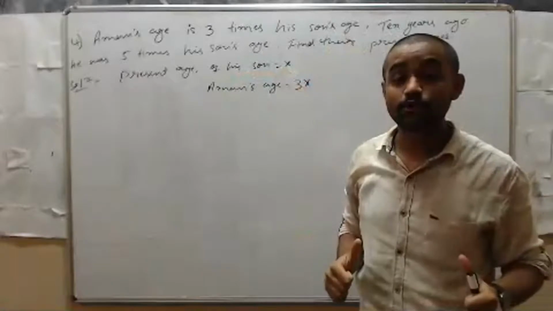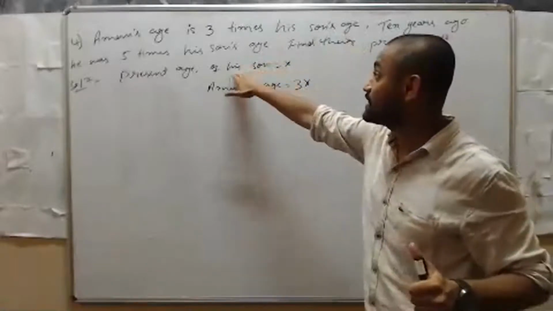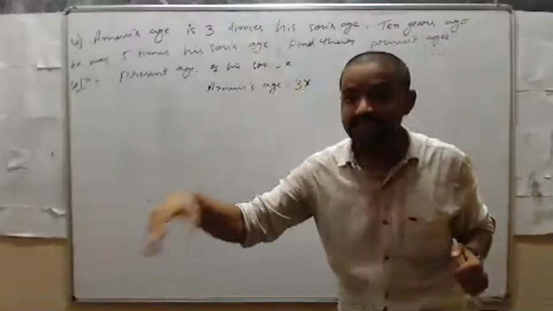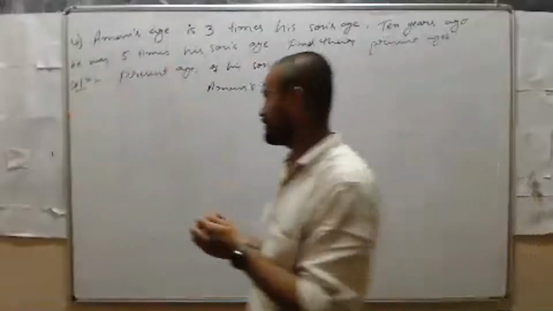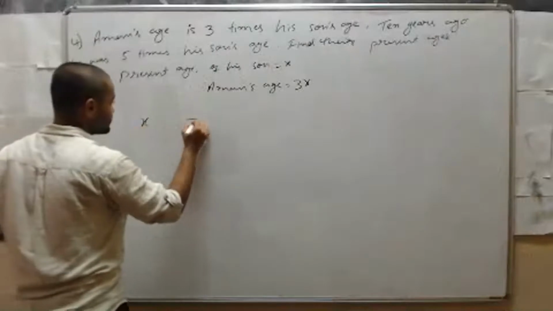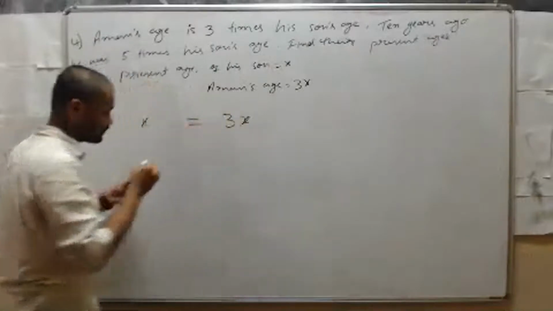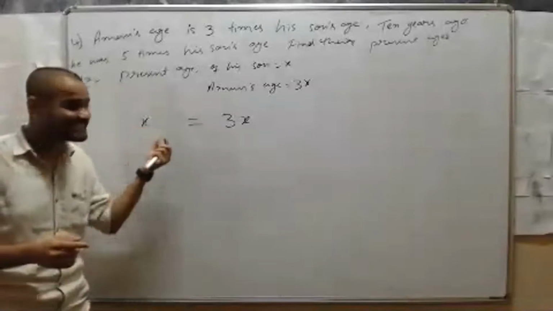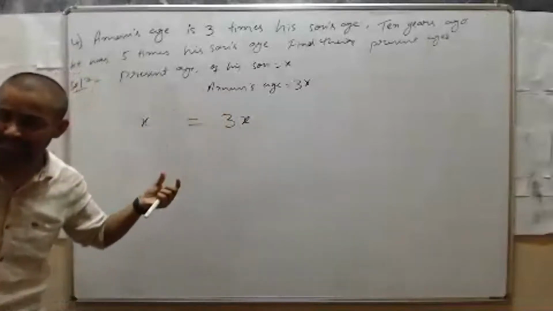The son's age is not given, that's why his son's age will be X, students, and he is 3 times of his son's age. I will write it here. See, X will be his son's age and 3x will be Aman's age.